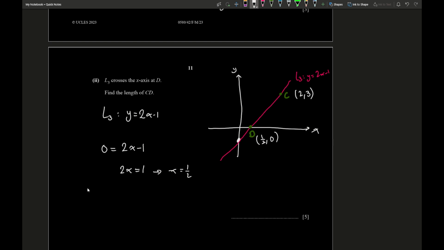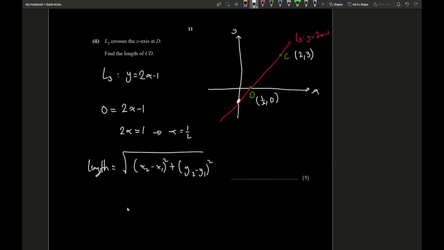To solve this, we can just use the formula for finding the length on a graph on a straight line. It's given by length is equal to the square root of the difference of the x coordinates squared, x2 minus x1 squared, plus the difference of the y coordinates squared, y2 minus y1 all squared. We can assign x1 and y1 being the coordinates of C, and x2 and y2 being the coordinates of D.